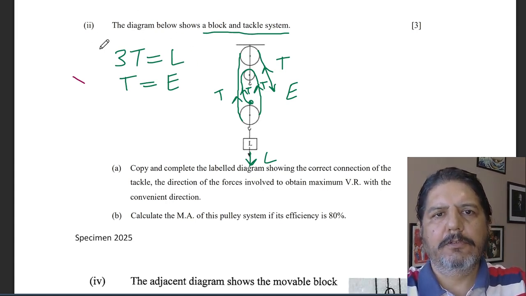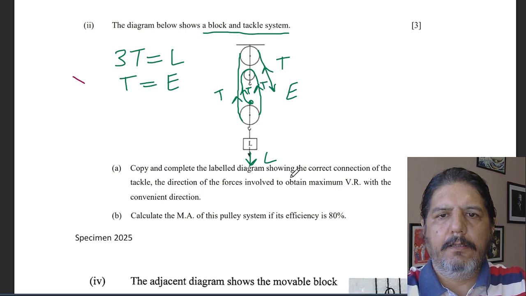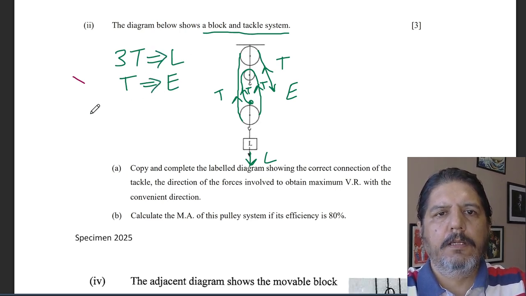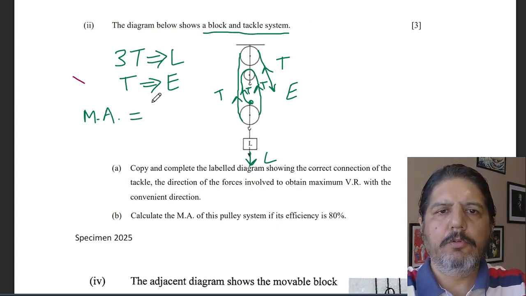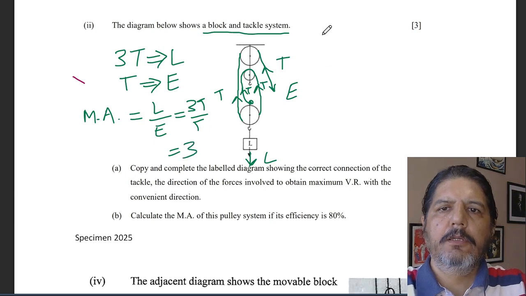I'm just doing something extra. So in this case, my mechanical advantage, this is not required, I'm just explaining, is equal to load upon effort. So load is 3T, effort is T. So mechanical advantage is 3, because it's an ideal condition. Ideal condition.